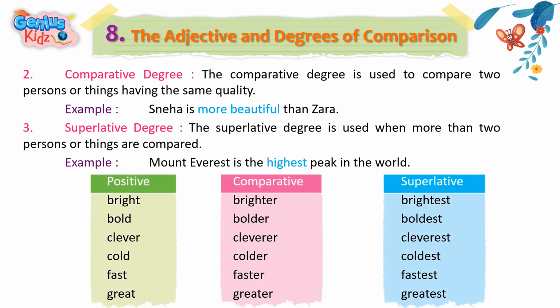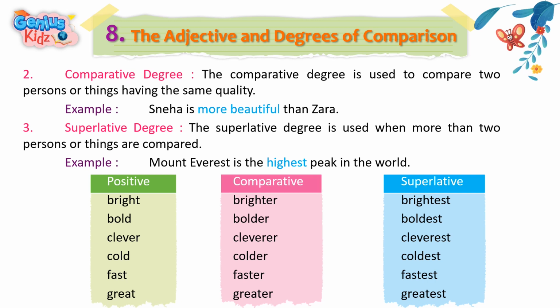2. Comparative degree. The comparative degree is used to compare two persons or things having the same quality. Example, Sneha is more beautiful than Zara. 3. Superlative degree. The superlative degree is used when more than two persons or things are compared. Example, Mount Everest is the highest peak in the world.